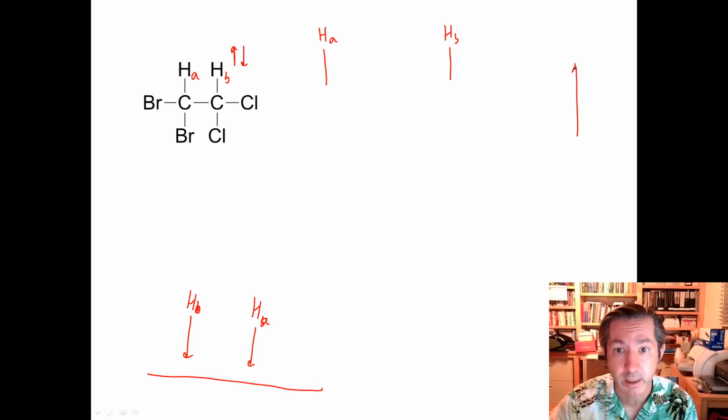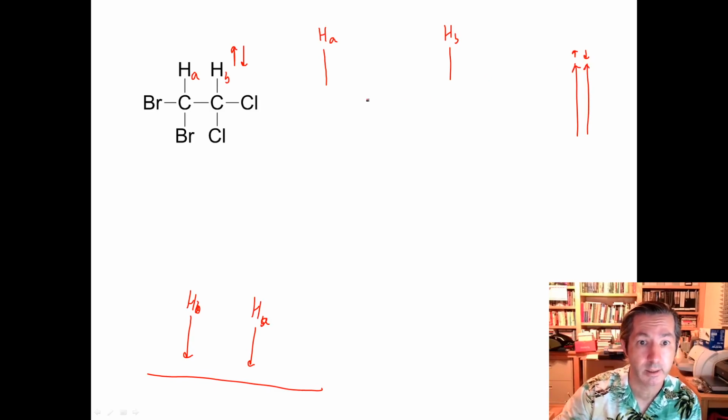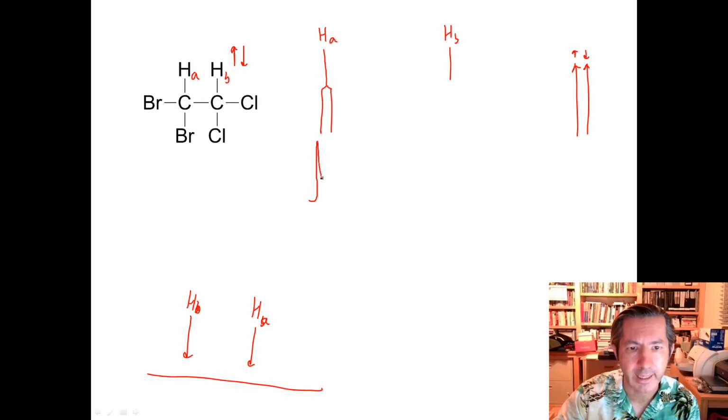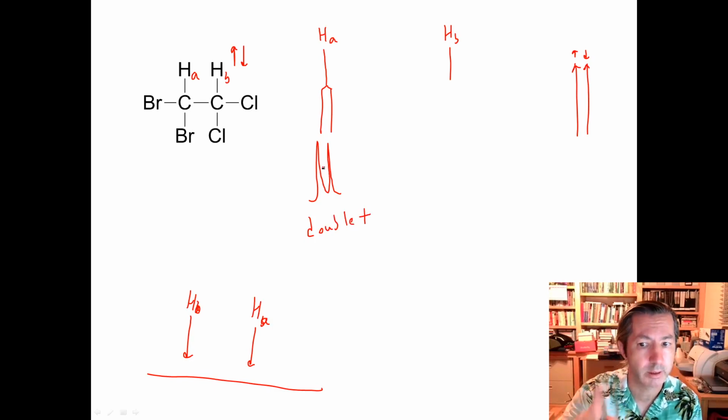HA sees the applied field plus two possibilities for his neighbor. The neighbor could be up or down. He's seeing two different possible spin states. And what happens? He sees two slightly different magnetic fields, and his signal gets split. And that signal is then called a doublet. And what that tells us is that HA has a neighbor. That's a useful piece of information there.